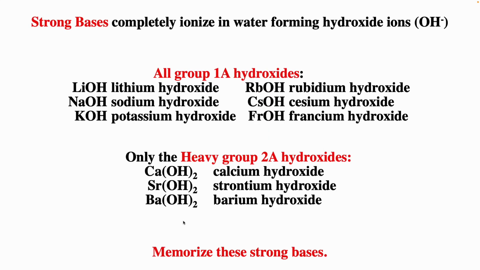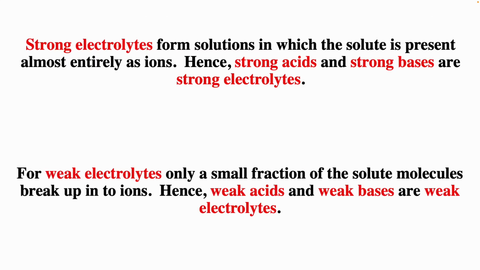And so I want you to know the strong bases. And so the alkali metal hydroxides are all strong bases, and the heavy alkaline earth hydroxides are strong bases. Remember, strong electrolytes form solutions in which a solute is present almost entirely as ions, and so all strong acids and strong bases are strong electrolytes. Weak electrolytes, only a small fraction of solute molecules break up into ions.